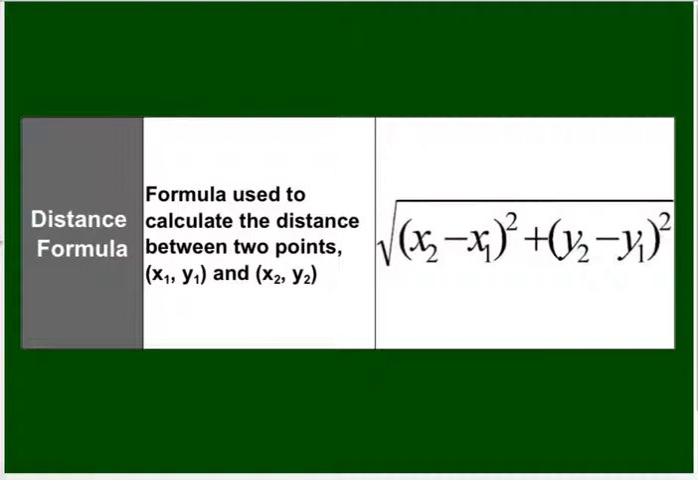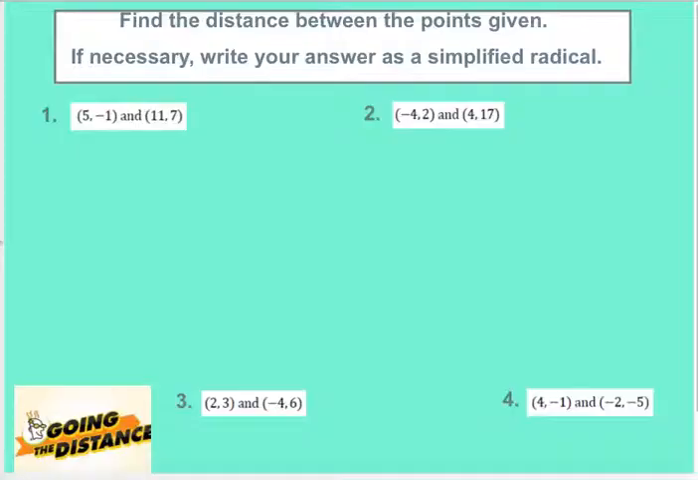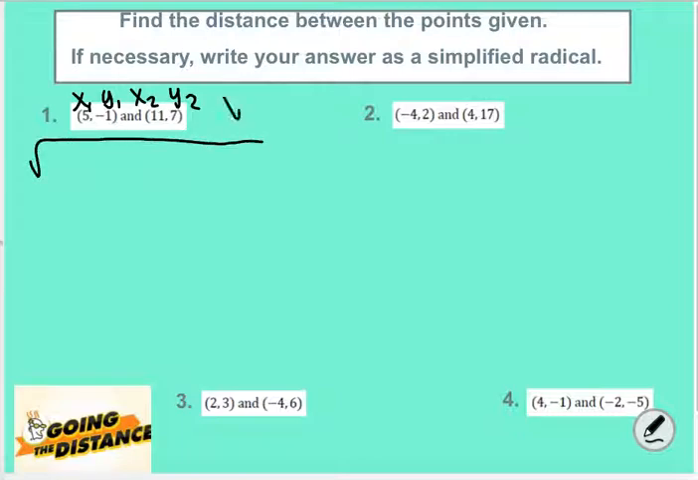So here's kind of the formula to use. Distance: x minus x squared plus y minus y squared. Add them, take the square root. So if I'm looking here, this is my x1, y1, x2, y2. It's not a bad idea to label those. So when I do this, x minus x squared plus y minus y squared.